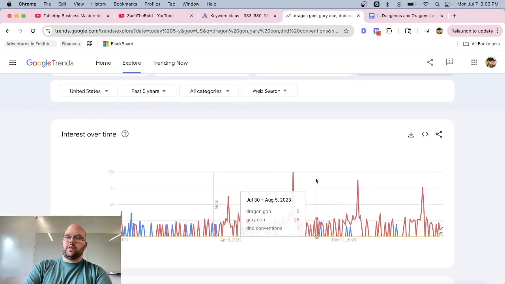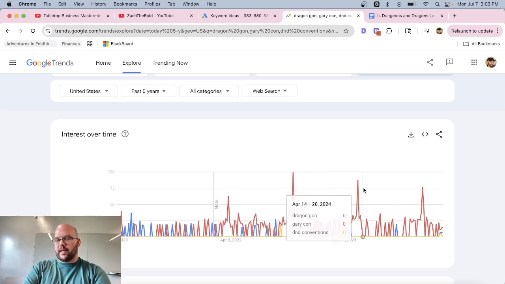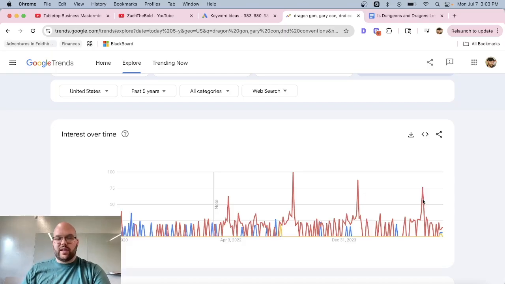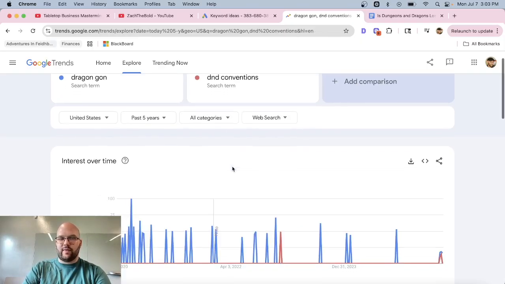So you can look at these peaks. Gary Con is our red, okay? And you'll see that the peaks are getting smaller every year. That might be just for this convention, but it serves as a potential indicator that Dungeons & Dragons is indeed losing momentum.